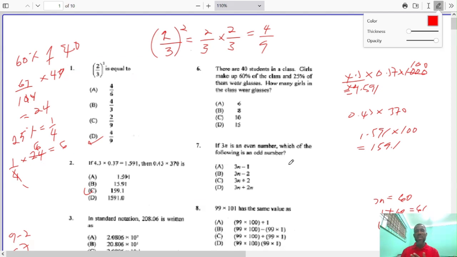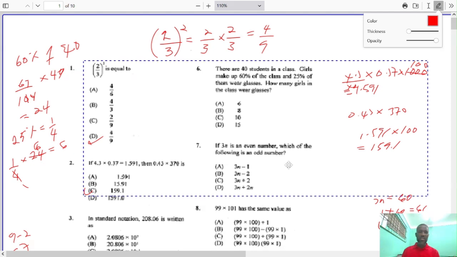Now, looking at the process of elimination, we will realize that there's no minus 1 in D, there's no minus 1 in C, there's no minus 1 in B, so therefore our answer is A here, which is 3n minus 1. Moving on.